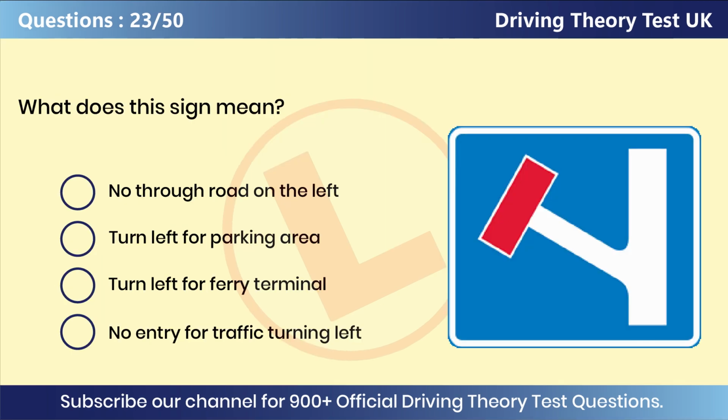Question 23. What does this sign mean? A. No through road on the left. B. Turn left for parking area. C. Turn left for ferry terminal. D. No entry for traffic turning left.